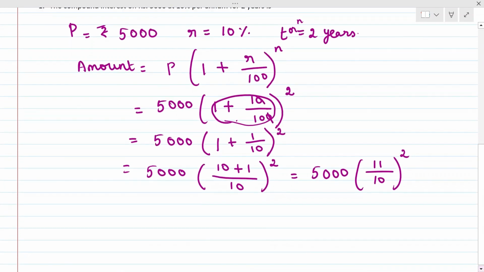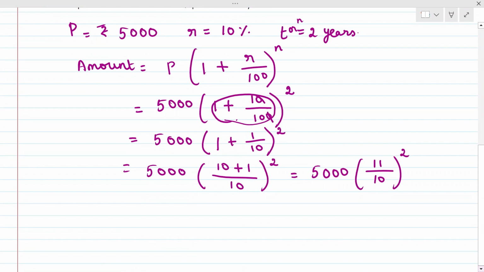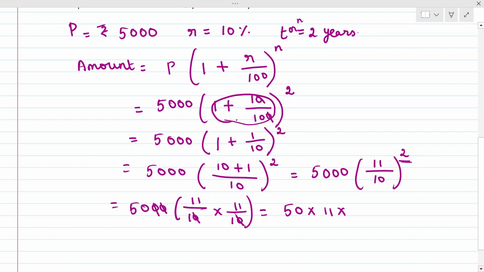So now after simplification, what will happen? Next, 5,000 into 11 by 10 into 11 by 10. I'm opening this square and writing it this way. We can cancel these zeros here. And now we have 50 into 11 into 11. When you multiply, this is 50 into 121, which is equal to rupees 6,050.